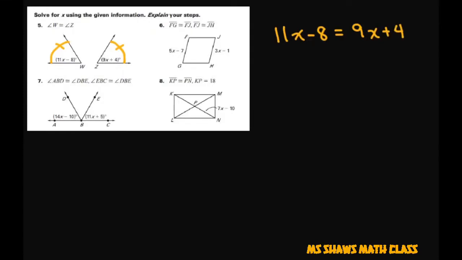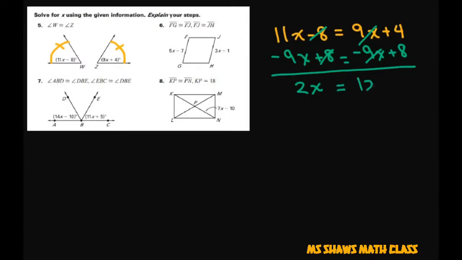And we're going to subtract 9x through the subtraction property of equality. And we're going to add 8 to both sides from the addition property of equality. That gives us 2x equals 12. So x equals 6. And all we're doing is solving for x. If you want to plug it back in, you would see that they're the same. So for that one, that's the definition of congruent angles. So we set each of the angles equal to each other.